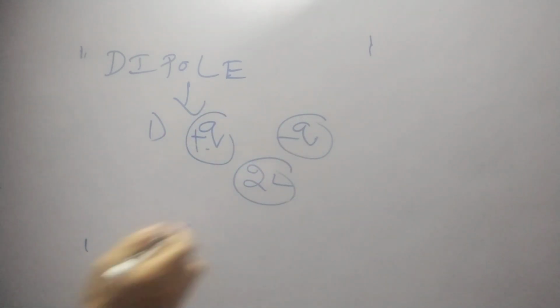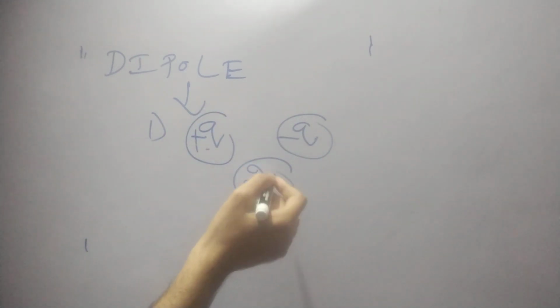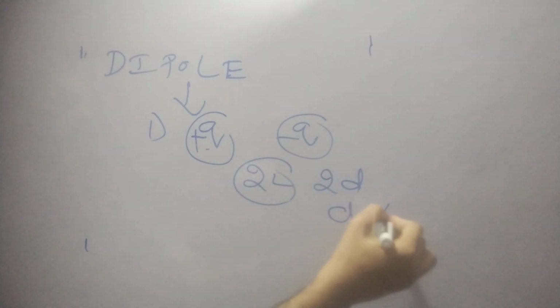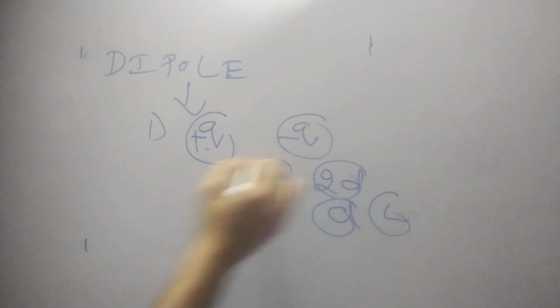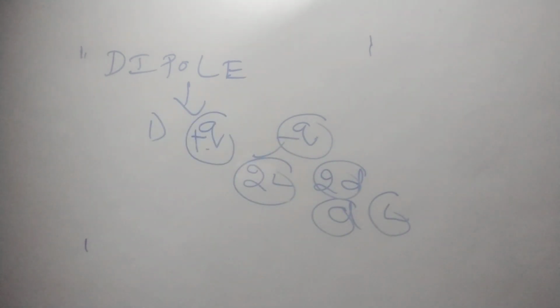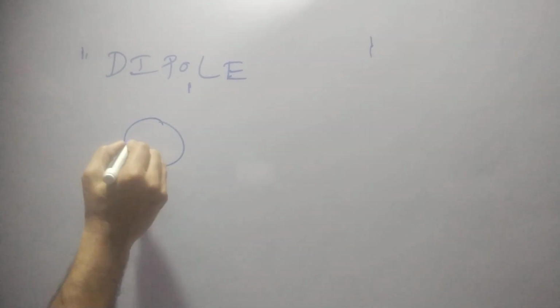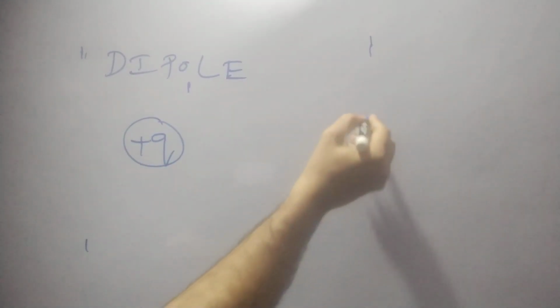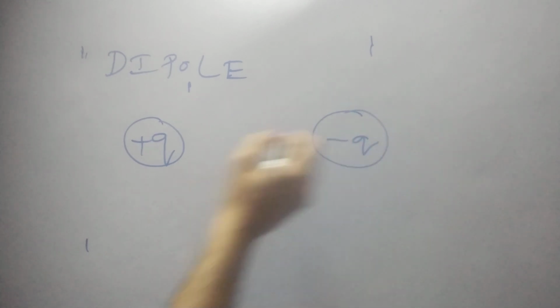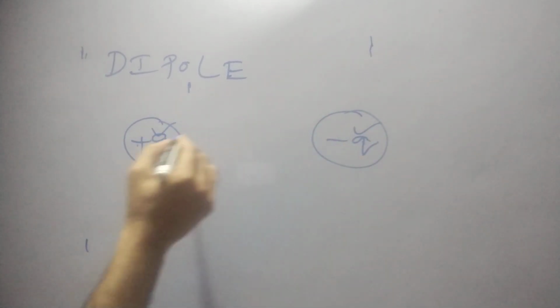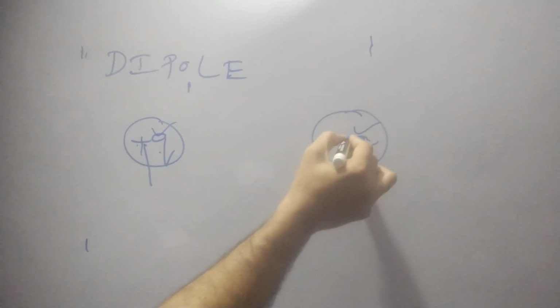So why 2l? Because in some textbooks they write 2d or d or l. All are okay, but the standard is 2l. So the definition of a dipole is that two charges are there like this, plus q and minus q. Equal means the q values are equal but opposite in sign, separated by distance 2l. This is called a dipole.